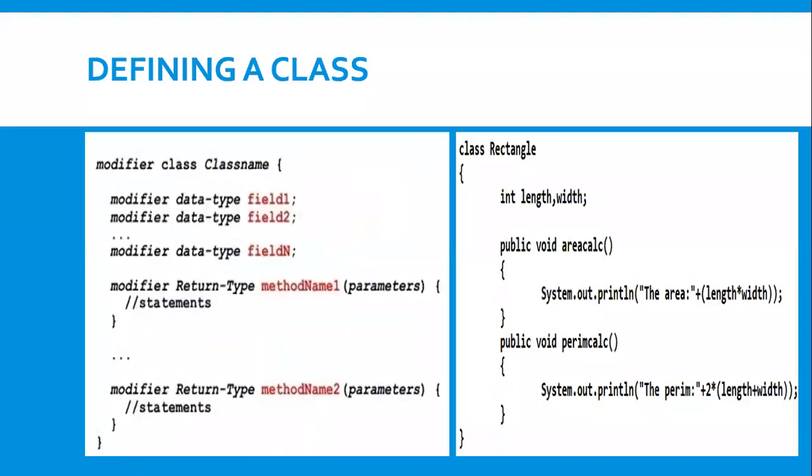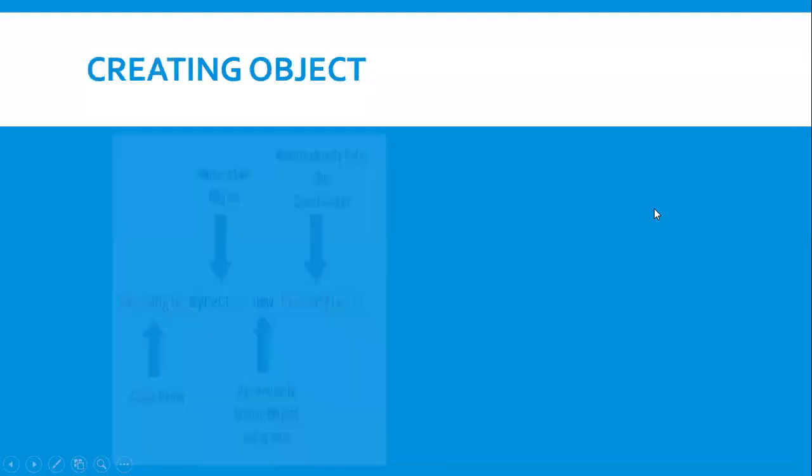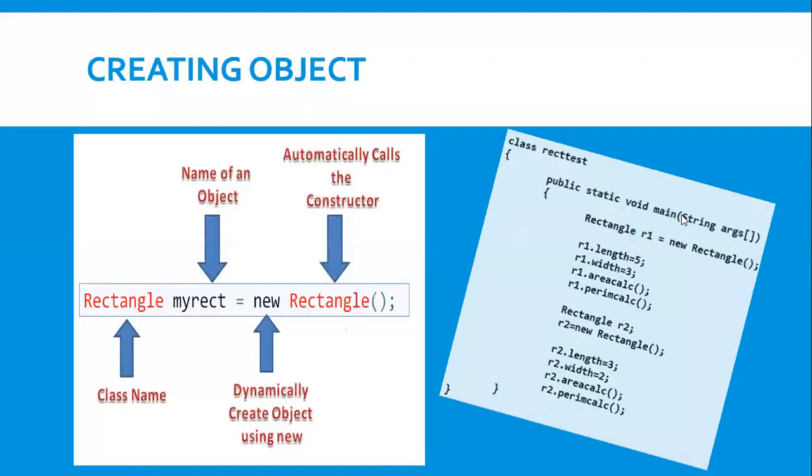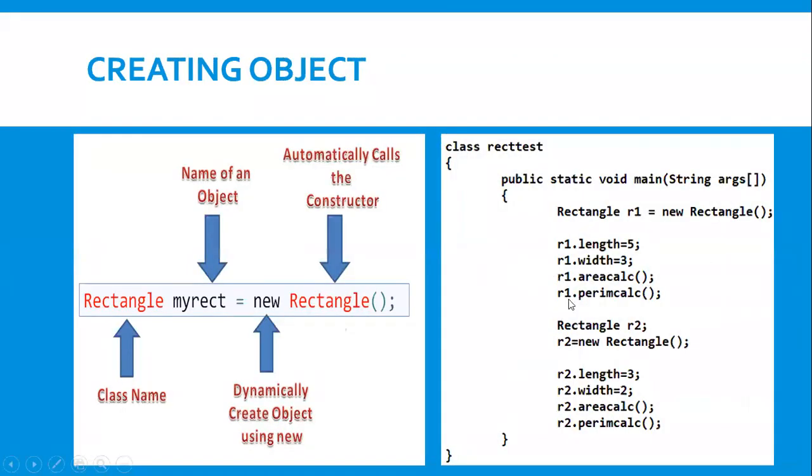This one is the class I have created. The continuation is this. So what it is doing actually is creating the rectangle object called R1, and it is initializing the variables length and width with 5 and 3 respectively, and with the variables 5 and 3, area calc and perimeter calc have been called.